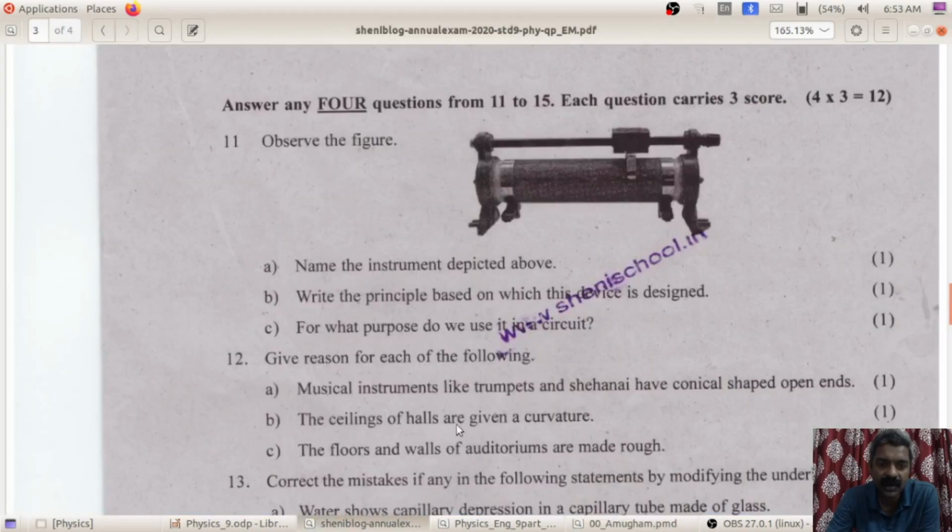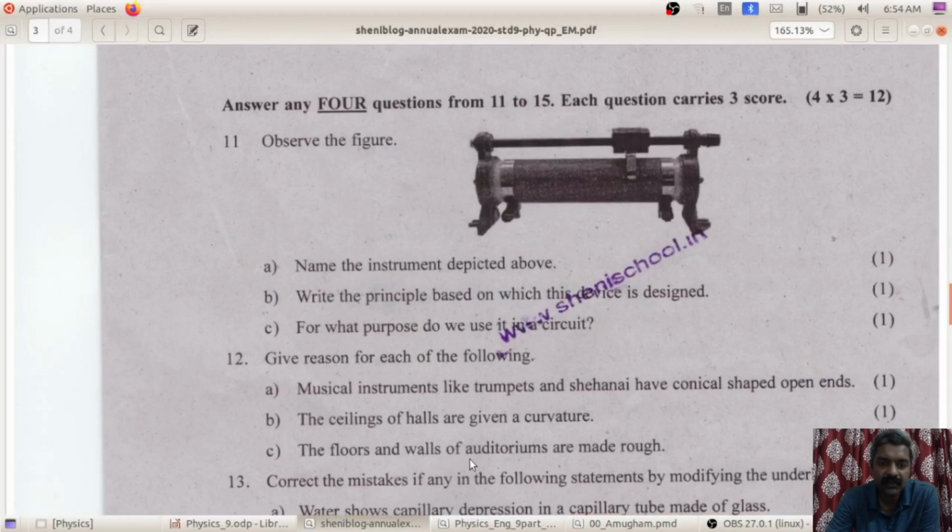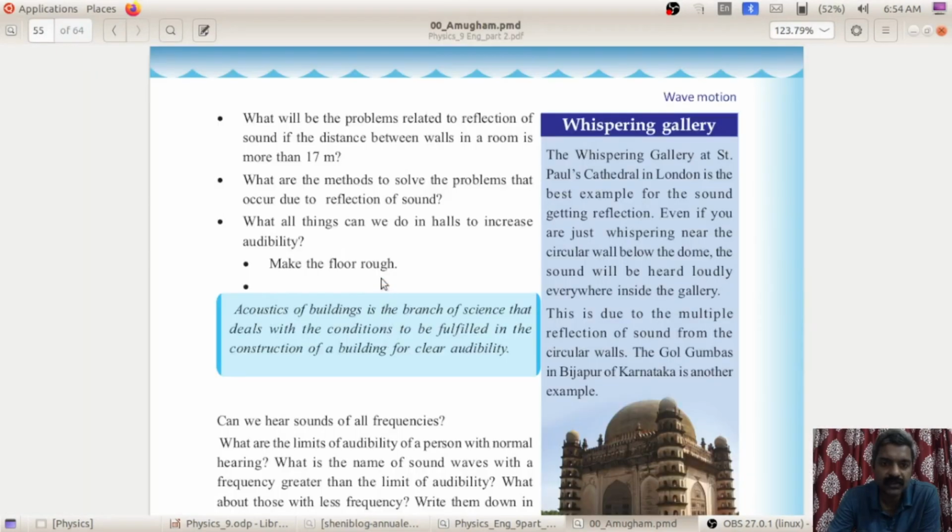The ceilings of halls are given a curvature. Sound generated from a source spreads all over the hall due to multiple reflection. So the ceilings of halls are given a curvature. The floors and walls of auditoriums are made rough to increase the audibility and to avoid the multiple reflections. We make the floor rough.